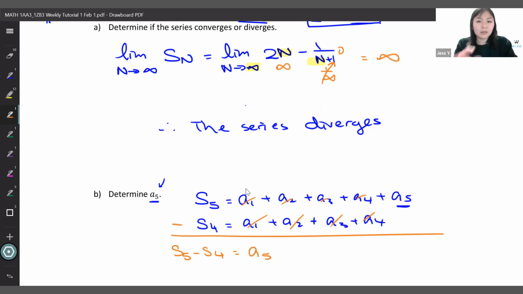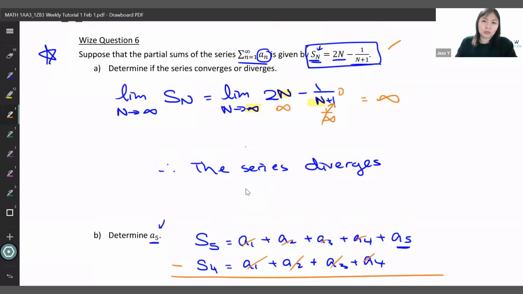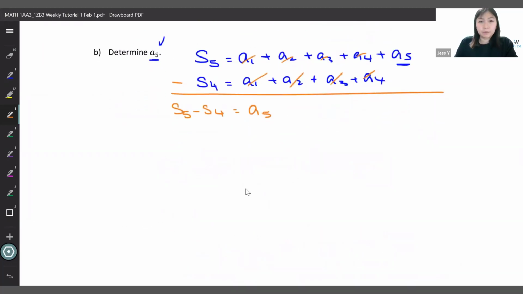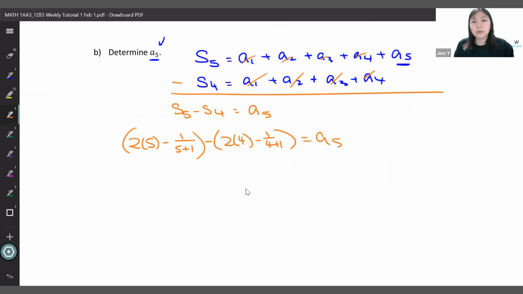And this is where the beauty happens, because we're given the formula for these partial sums. We're told that Sn is 2n minus 1 over n plus 1. So S5 is 2 times 5 minus 1 over 5 plus 1, minus S4, which is 2 times 4 minus 1 over 4 plus 1. I'll leave the calculation up to you, you can just crunch this and that will be the value of a5. So that's how you can find a term in a sequence using the partial sum if you are given the formula of the partial sum. But you're not always going to be given that formula.